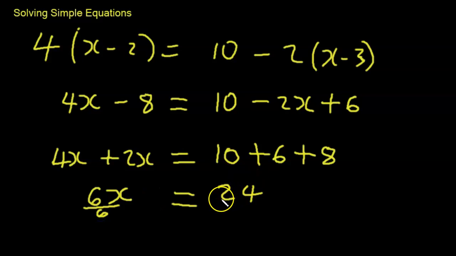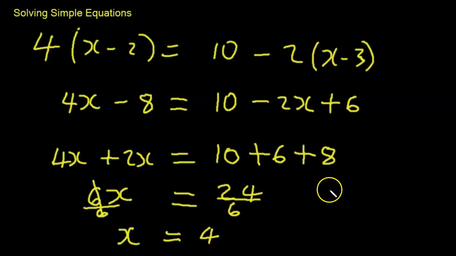So 6 divided into the left hand side. But remember, basic principle, whatever is done to one side, the same has to be done to the other side. So divide this side by 6, so that we are left with 1x, or just x. And 24 divided by 6 is 4. x equal to 4 is our solution.